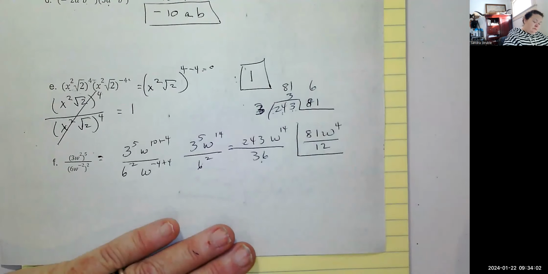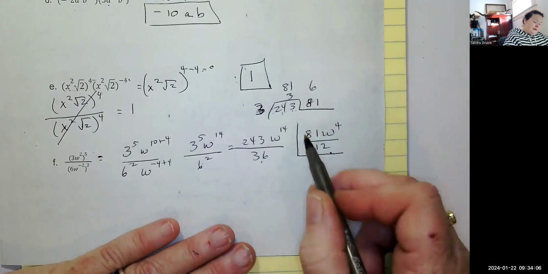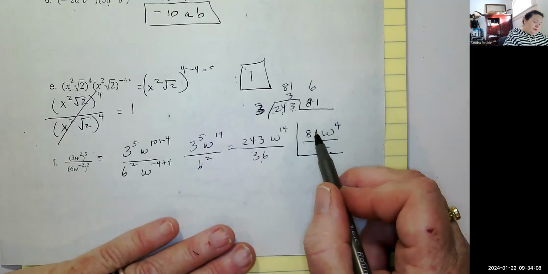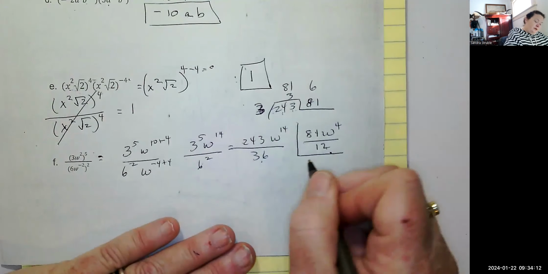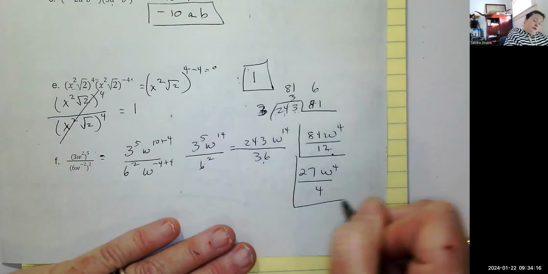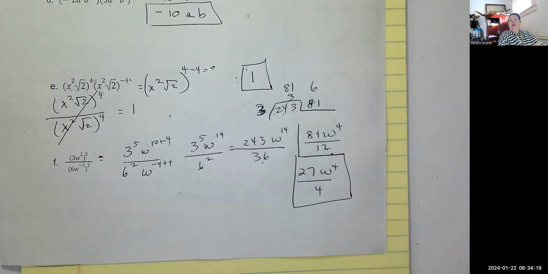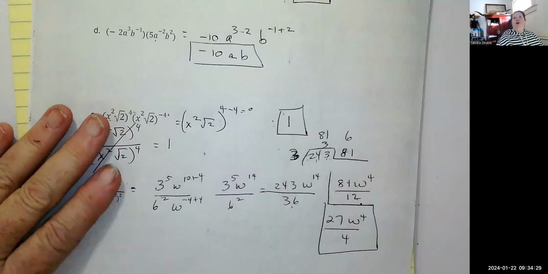Oh, this isn't done. There's still another 3 in there. 3 into 81 is 27. 3 into 12 would be 4. So 27 w to the 14th over 4. You've got to reduce it as far as you can go. I don't know why I didn't see that 9 earlier. Mistakes happen. All right. That's when you learn.